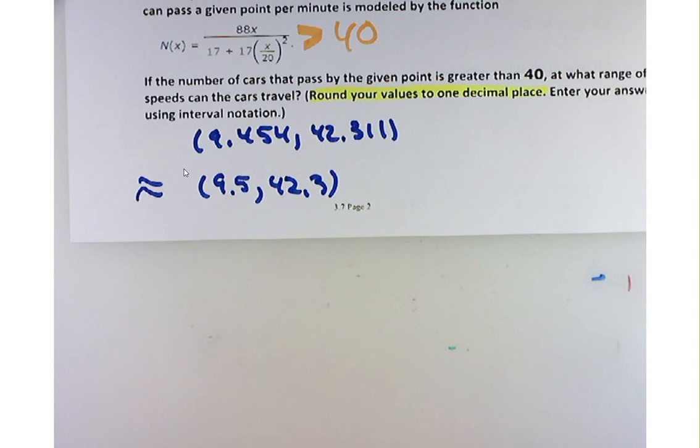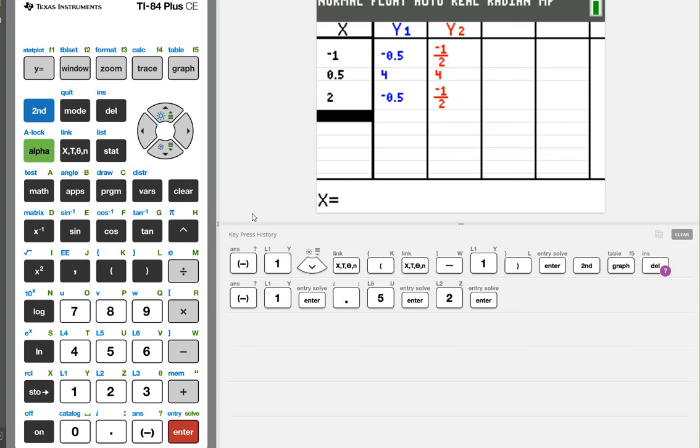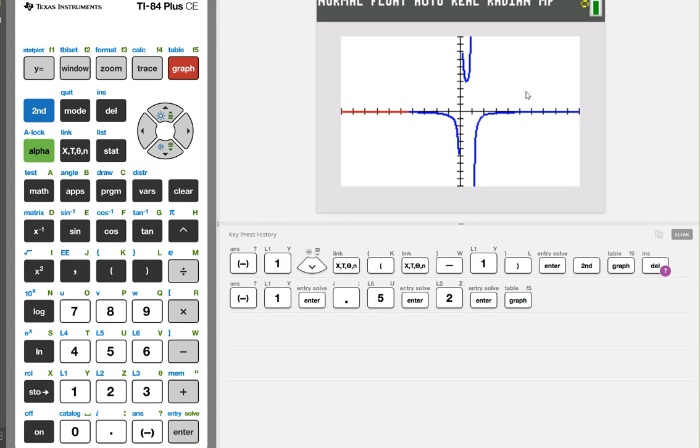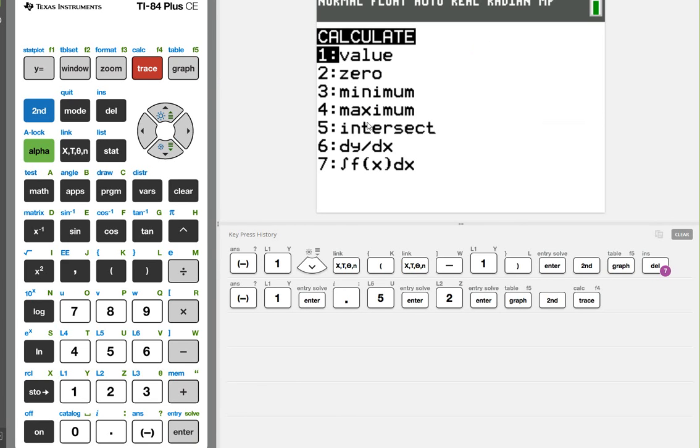Nice, nice. And like I said, if you wanted to do that with your graphing calculator, the only difference would be that when you graphed it, you would actually have to find the points of intersection using the second key, then the calculate key. And then you could find your points of intersection. It would tell you exactly the same thing. It's just a lot more user-friendly here with Desmos.